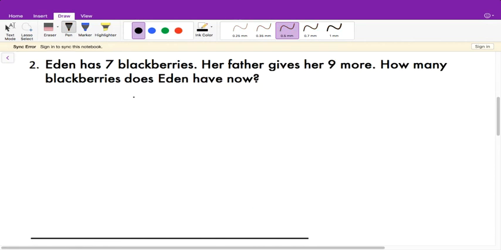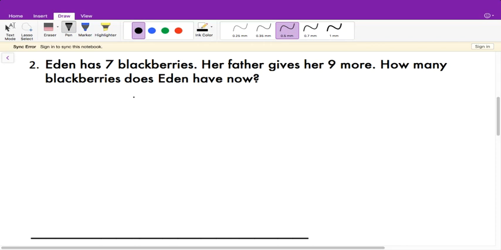Okay, let's read problem number 2 together. Are you ready? Eden has 7 blackberries. Her father gives her 9 more. How many blackberries does Eden have now? Okay, so I'm going to picture this problem happening in my mind. Eden has 7 blackberries. Her father gives her more. And now she has a new amount of blackberries.